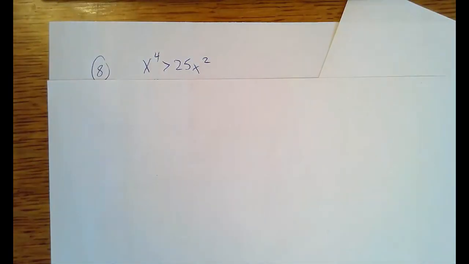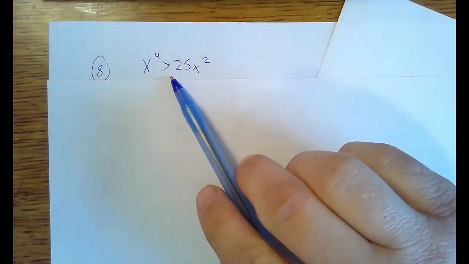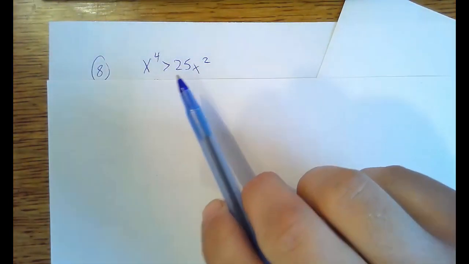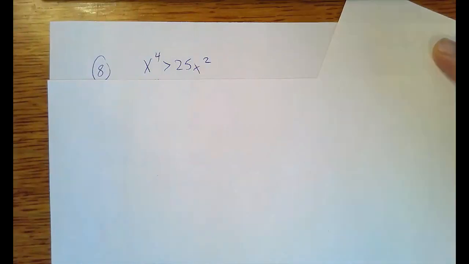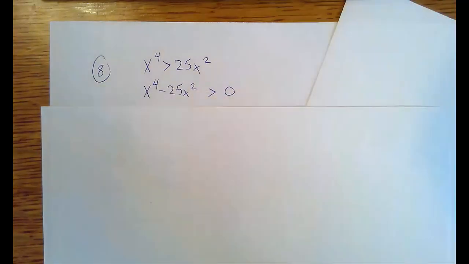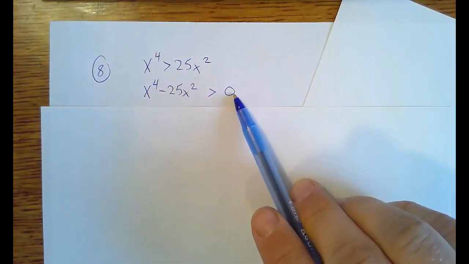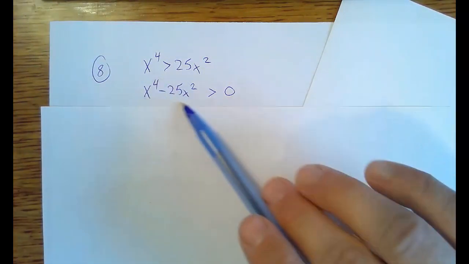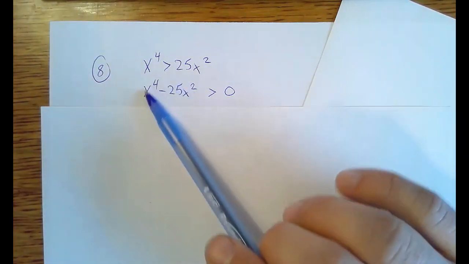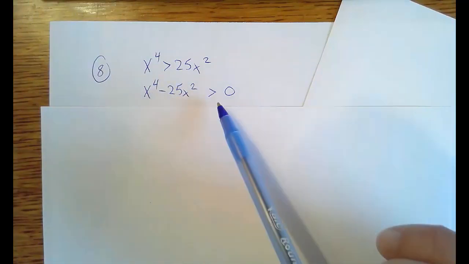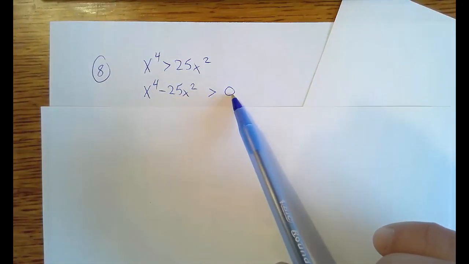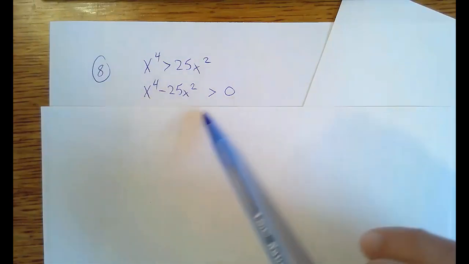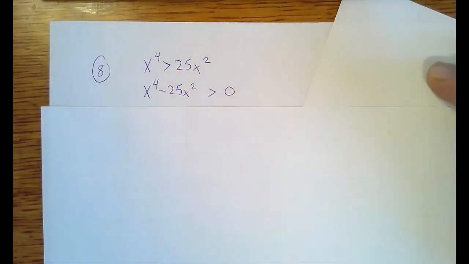All right, for number 8, we have x to the 4th is greater than 25x squared. So to use the same technique we've been doing using graphs of polynomial functions, I'm going to first subtract 25x squared from both sides so that I end up with a 0 on the right side. So now we have an inequality, and we're going to set our function equal to this expression and then determine when the function with this formula is above the x-axis. That'll be the same as solving this inequality greater than 0.